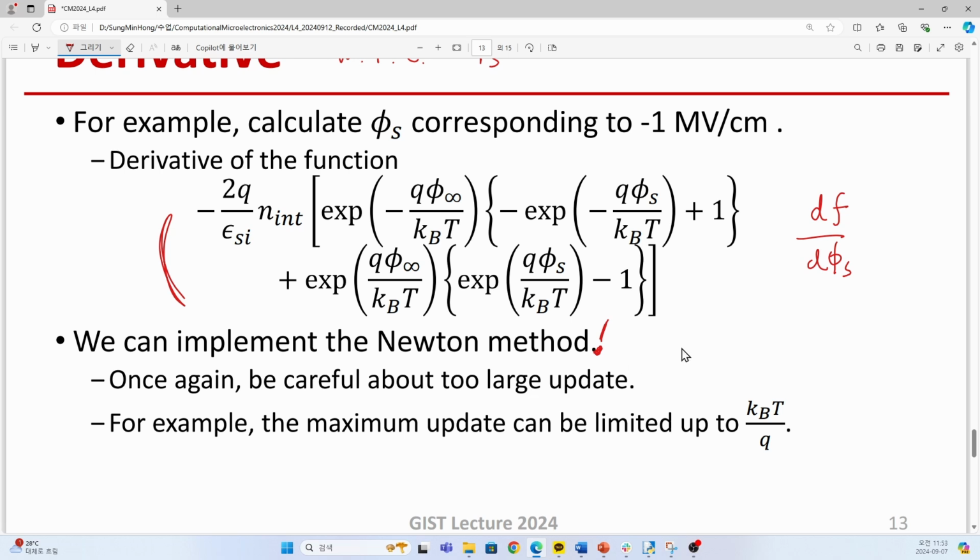Once again, please be careful about too large update of your surface potential. For example, in my case, I just restrict the maximum update value, in the absolute sense, only up to this kBT over q, the thermal voltage.